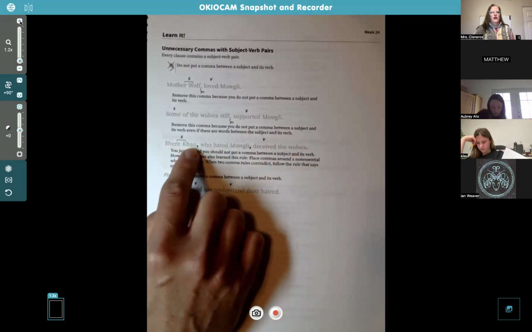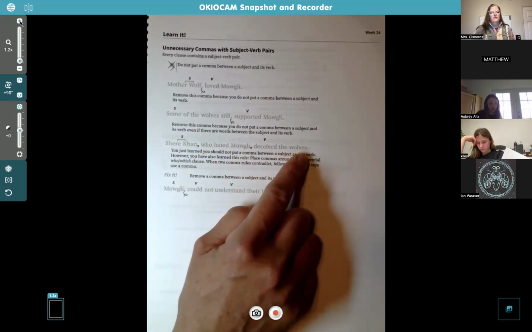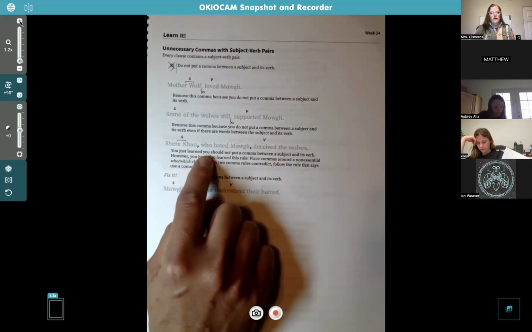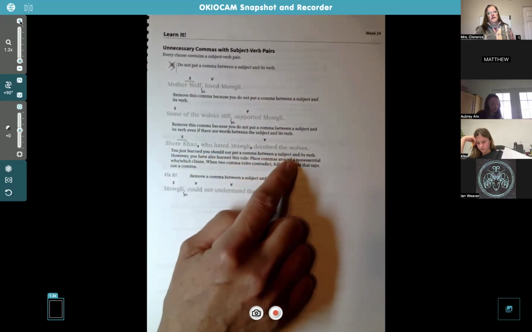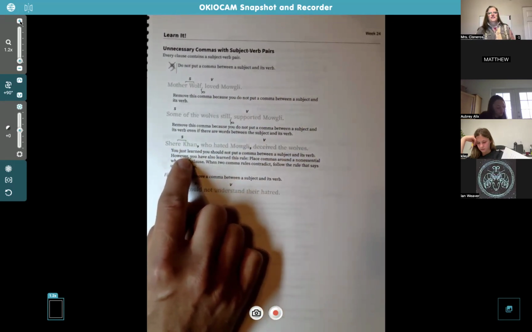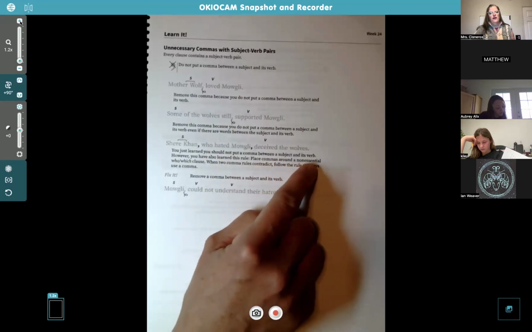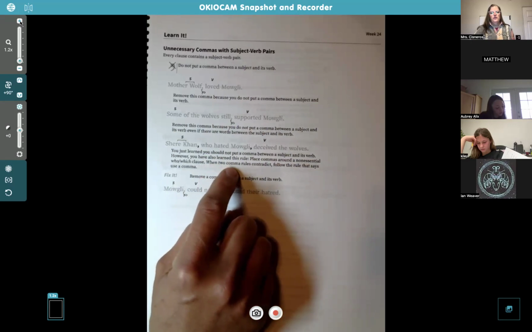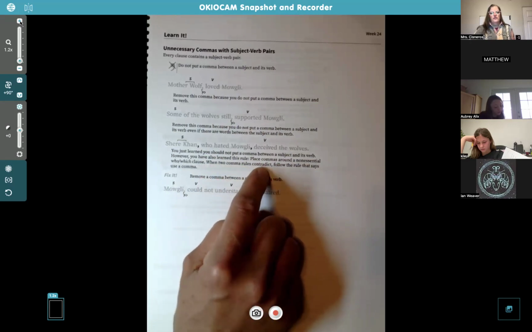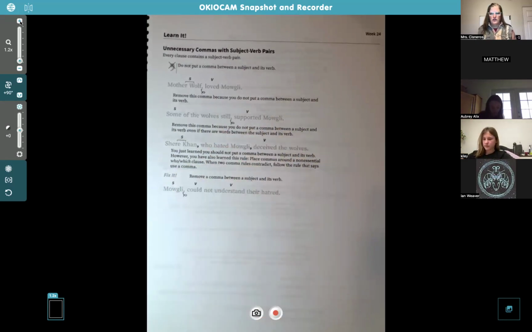Look at this one. Shere Khan, who hated Mowgli, deceived the wolves. You just learned you should not put a comma between a subject and its verb. However, because you know how English is, there's always an exception to the rule. You also have learned this rule to place commas around a non-essential who, which clause. When two comma rules contradict, follow the rule that says use a comma. So sometimes we have contradictions in English grammar. Whenever that's the case, just do the comma.